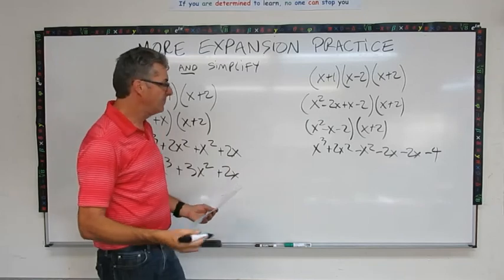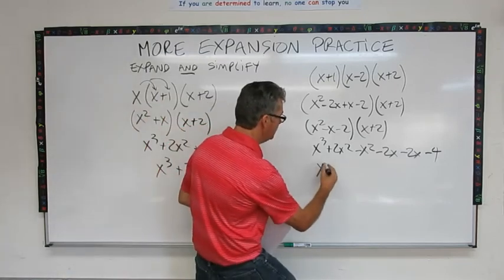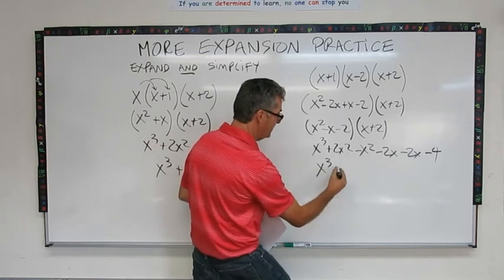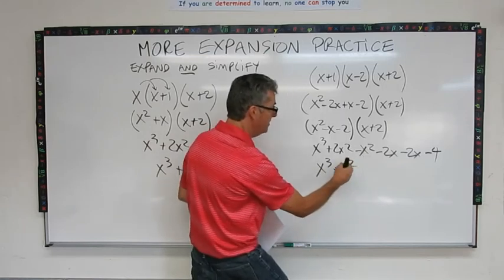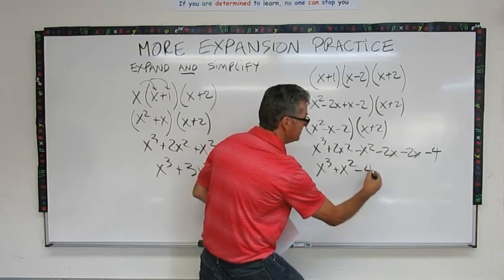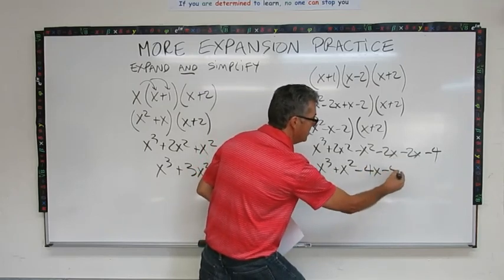Let's do the cleanup, combine our like terms. x to the third. Now I have a 2x squared minus x squared, so that gives me just plus 1x squared. Got those. Minus 2x and another minus 2x is minus 4x, and then a minus 4.